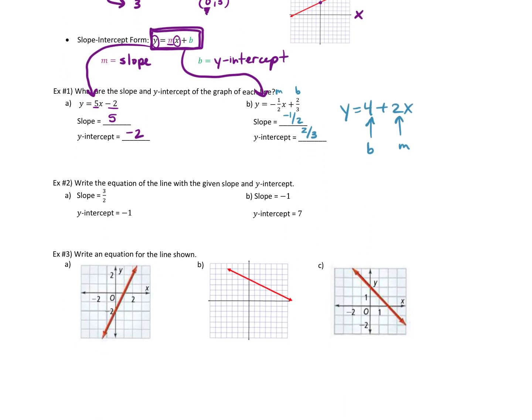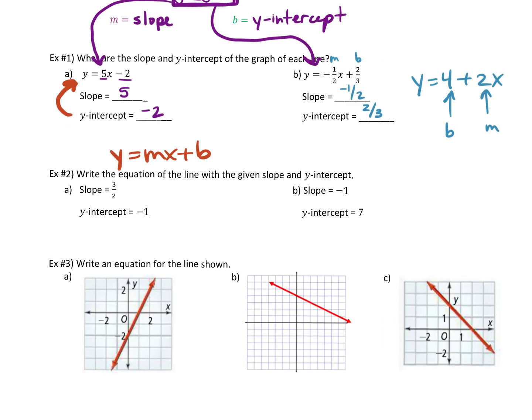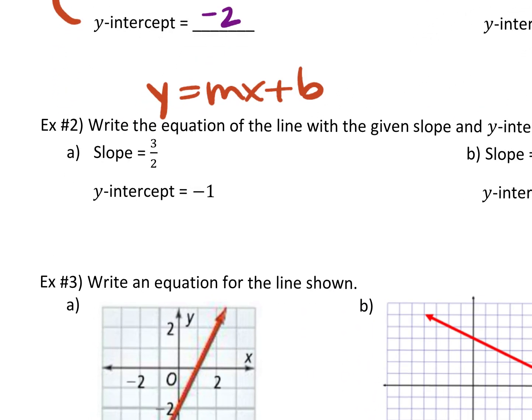Okay, almost there. Example 2 here. This says write the equation of the line with the given slope and y-intercept. So now it's just the reverse of what we did here, right? They gave us the equation, we found the slope and y-intercept. Now I'm going to give you the slope and y-intercept, and you're going to write it in y equals mx plus b form. So for this first one, with a slope of 3/2, you're going to say y equals 3/2 times x, and then minus 1. Okay, that would be your slope-intercept form, and you're done.